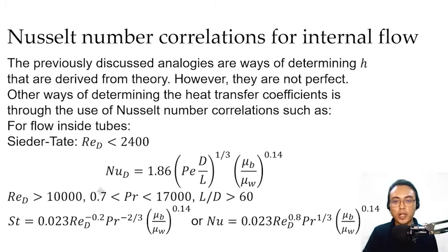Okay? For turbulent conditions, that is Reynolds number greater than 10,000 and the Prandtl number ranging from 0.7 to 17,000, with the length over diameter ratio greater than 60, you can use these versions of the Sieder-Tate equation. We will be using this equation: Nusselt number is equal to 0.023 times Reynolds number raised to 0.8 times Prandtl number raised to 1/3 times the ratio of the viscosities raised to 0.14.